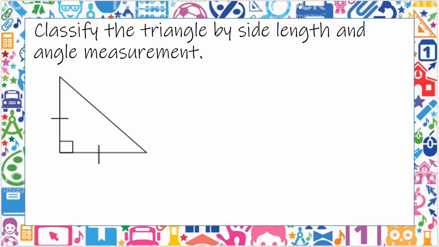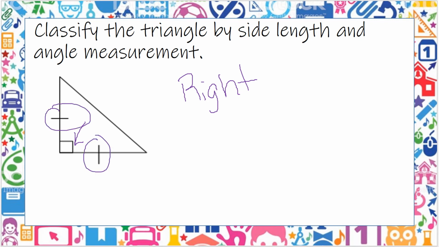Classify the triangle by side length and angle measurement. Okay, so this one, I see a square in the corner. So that means that this is a right triangle. Now I need to look at the sides. I see that this side and this side are equal, which means I have two sides that are the same. Isosceles, I like to call iso 2. That's how you spell it. Isosceles.